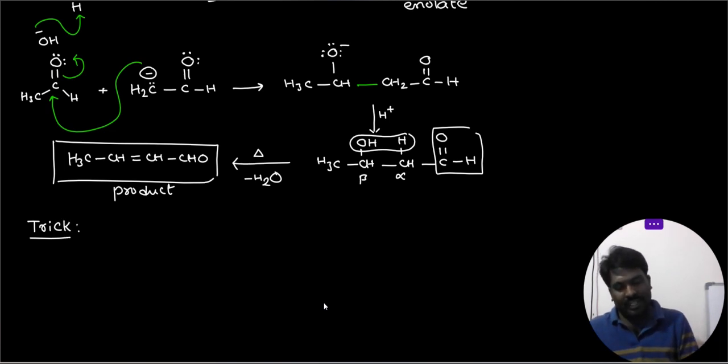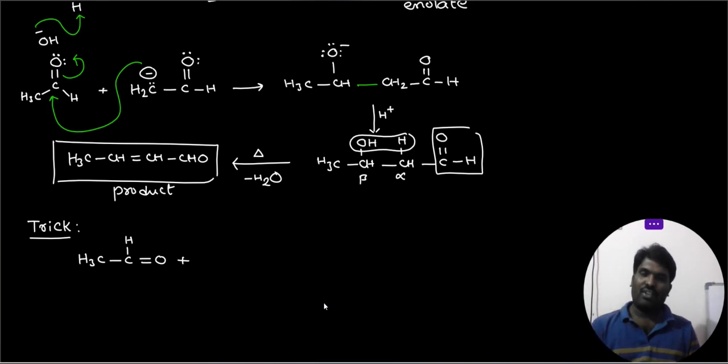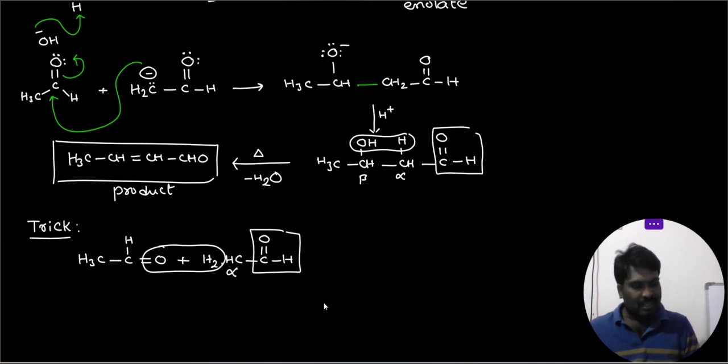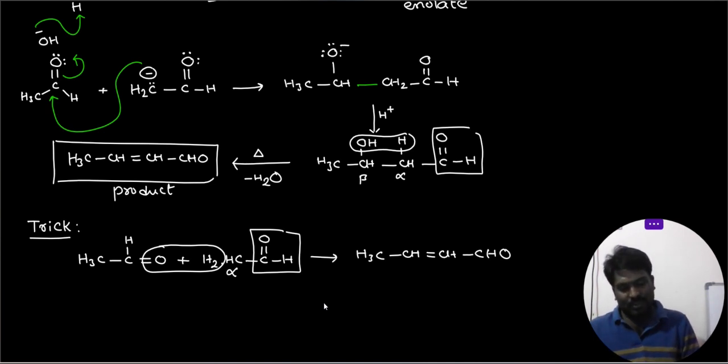So now I am explaining the trick. How can you write it for acetaldehyde? From one acetaldehyde, remove oxygen. Always we have to remove alpha hydrogens. Clear? So from another acetaldehyde, which hydrogen can you remove? Alpha. Remember, not beta, not gamma. You have to remove alpha hydrogens. Clear? Now what is the product? Very simple. CH3, CH double bond CH, single bond CH. This is the product.